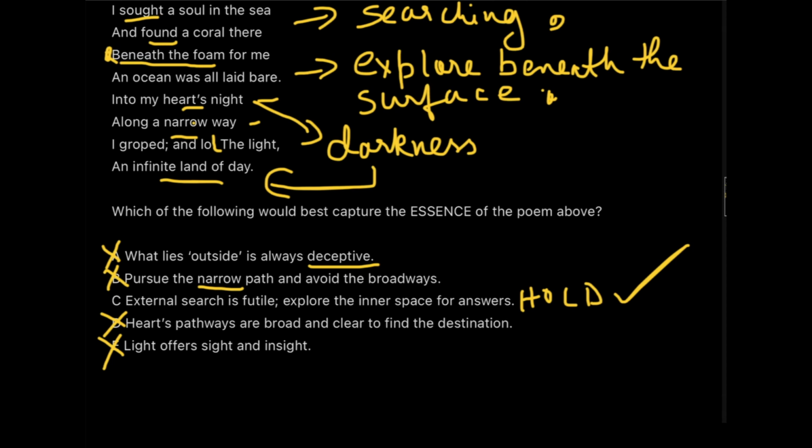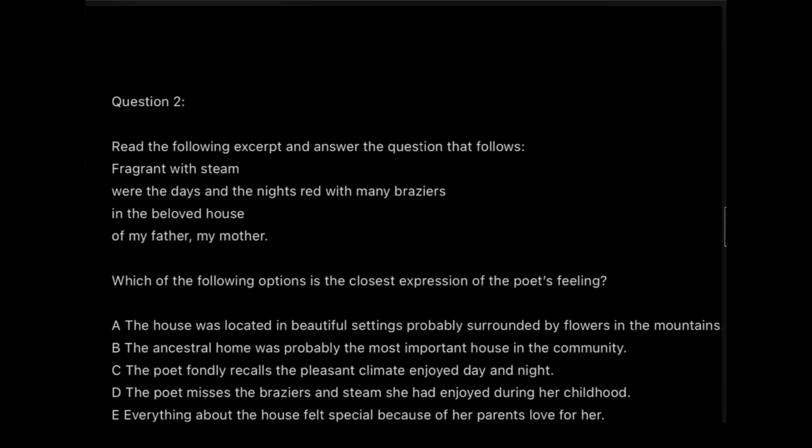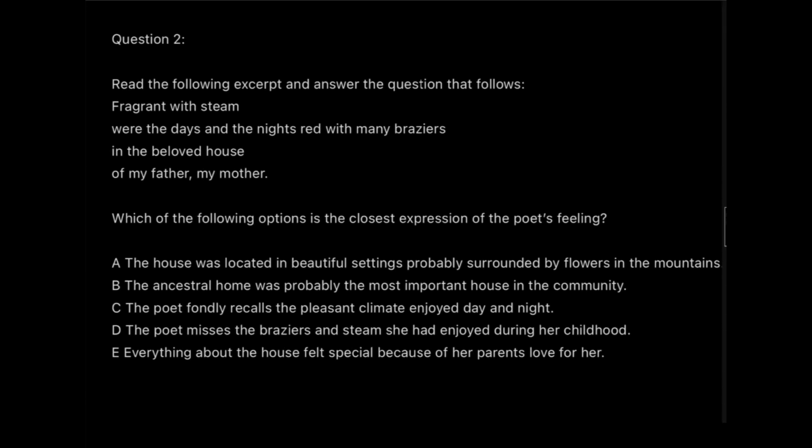Now we'll move to set number 2 and we'll try to see what type of question is asked in the second question of the poem-based RC. Let's read it. This is interesting, because this poem is only 4 lines. Fragrant with steam were the days and the nights, red with many braziers, in our beloved house of my father and my mother. So, I'll just use some keywords to tell you something.